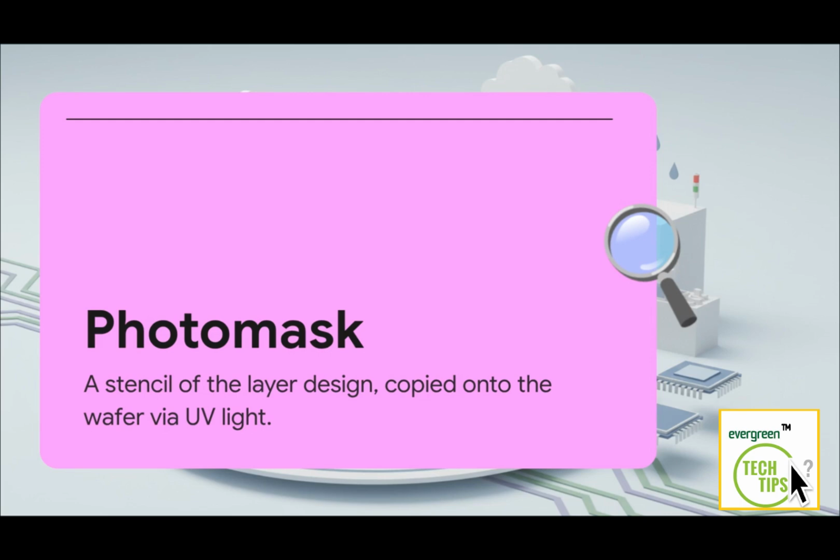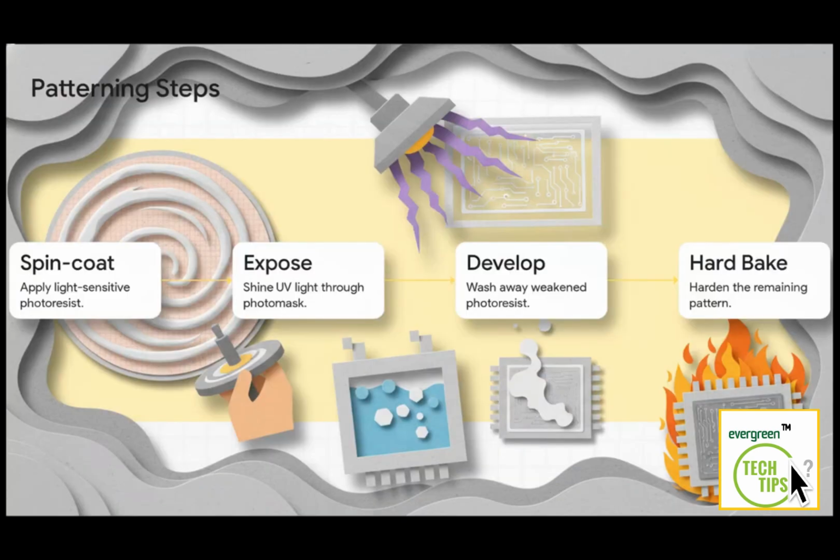Ultraviolet light shoots through this mask, and a series of lenses shrink or demagnifies the pattern by a factor of 4, projecting a flawless, nanoscopic image right onto the silicon. Let's move to the next step and see how this builds a patterned layer step by step. First, we spin coat the wafer with a light-sensitive photoresist and soft bake it.